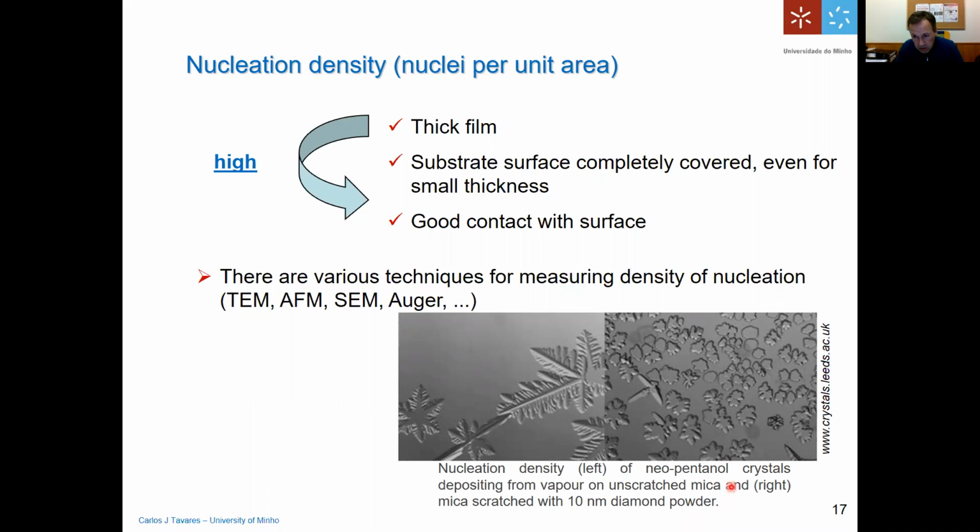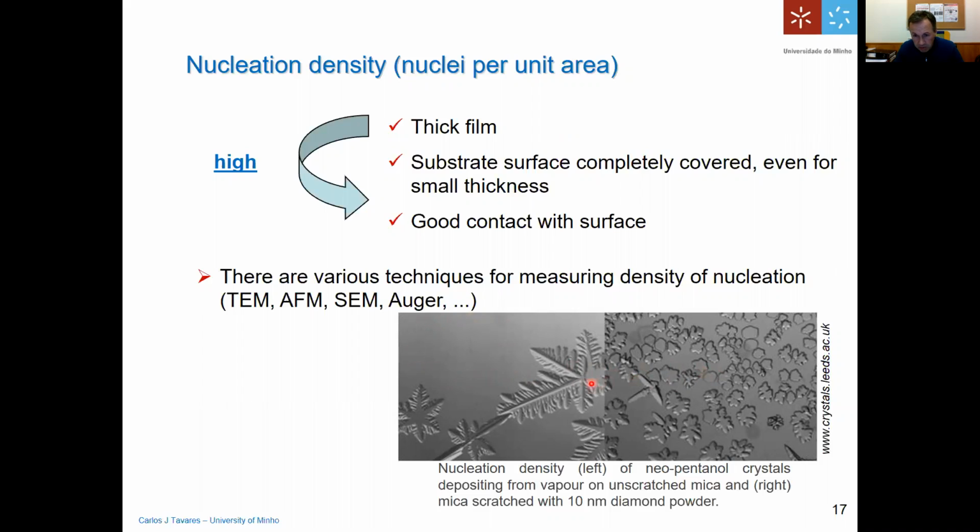But here, you can see a very nice example. So it's the nucleation density of neopentanol crystals, okay? And you see it here on the left image and on the right. If you compare both of these images, you see that the crystals are very different. Here you have really big crystals, and you have zones of the substrate where you have no deposition. Whereas here on the right side, you see that you have a higher coverage of your substrate, okay? And the crystals are smaller.